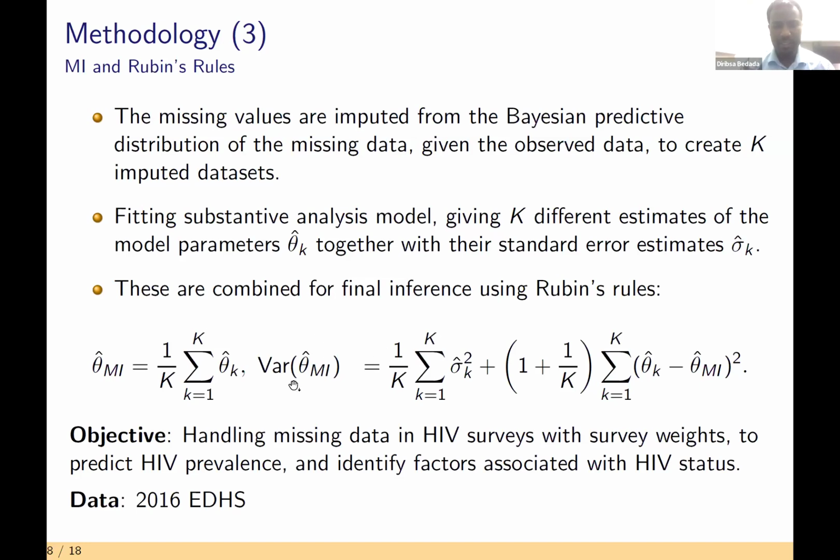So with an HIV survey research, the issue is that Rubin's variance can no longer be unbiased if we do not take into account the survey weight in both imputation and the substantive model. So the objective of this project is handling missing data in HIV surveys with survey weights to predict HIV prevalence and identify factors associated with HIV status. We used the 2016 Ethiopian Demographic Health Survey data for this project.